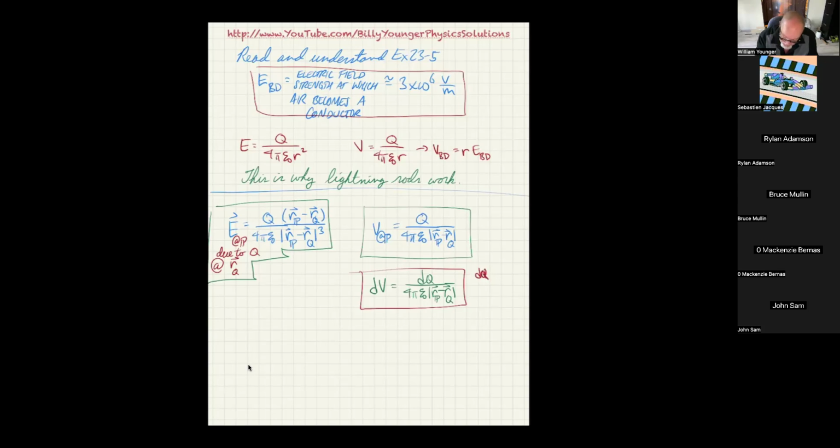Actually, let me rewrite that in a neater way. dQ has got to be equal to lambda times dL, or it's got to be equal to sigma times dA, or it's got to be equal to rho times dV. And if it's uniformly distributed, then the lambda or the sigma or the rho is a constant. Otherwise, the lambda or the rho or the sigma can be actual functions.